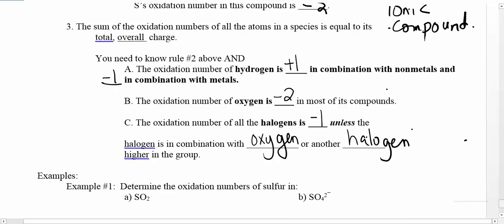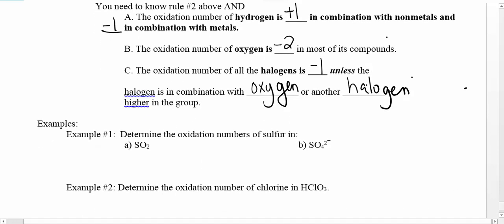But let's move on. Let's say I wanted to determine the oxidation number of sulfur in SO2. Oxygen, we know, because it's one of the things we need to memorize, is -2. How many of them are there? 2. We don't know sulfur. Sulfur's unknown. That'll be our X.